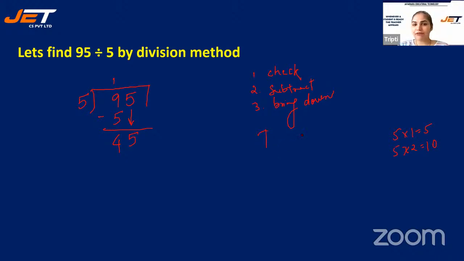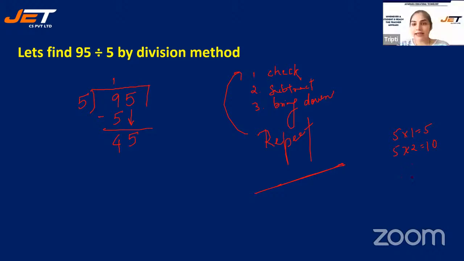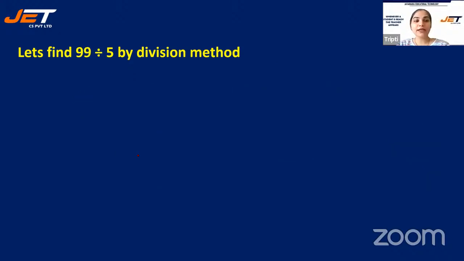What's next? You have to repeat whatever you have done so far. Check again whether you see 45 in the table of 5 or not. We see 45 in the table of 5, and that's 5 times 9 is 45. 5 minus 5 is 0. 4 minus 4 is 0. Done. Easy, right? Let's try to do the next one.